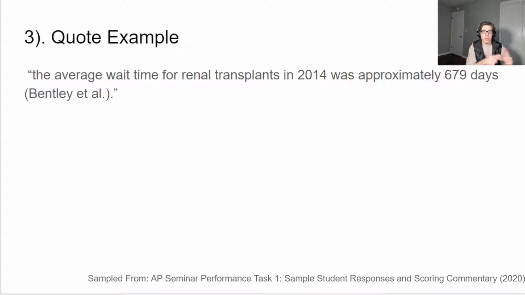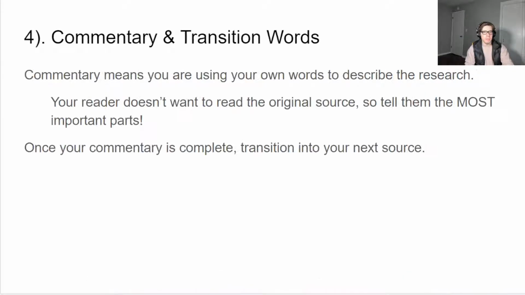Now, an example of a quote for this that I took from the AP College Board stuff. The average wait time for renal transplants in 2014 is approximately 679 days. Bentley et al. Notice this is a direct quote. They took it from Bentley et al. Bentley et al. is our in-text citation. This is our direct quote. It's not a paraphrase. It's taken directly from the research source. So that's what makes it a direct quote. Then we need to talk about commentary and transition words.